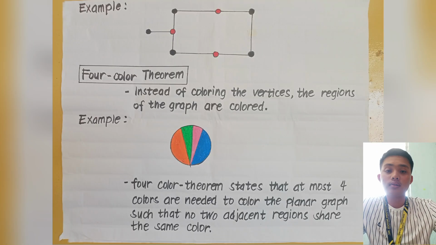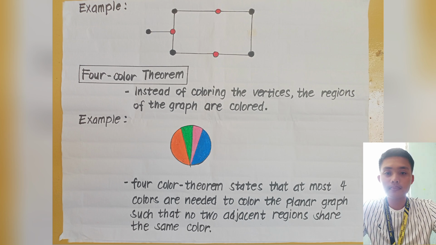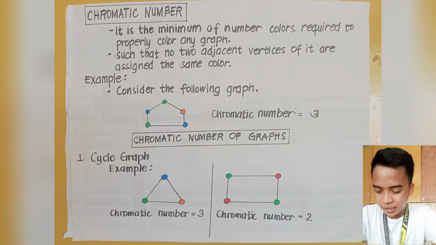So, that's all for the two theorems. Okay, to continue this topic, let us have the chromatic number of the graph. But before that, let us know first the concept or the definition of chromatic number. So, what is a chromatic number? Chromatic number is the minimum number of colors required to properly color any graph, such that no two adjacent vertices of it are assigned the same color.